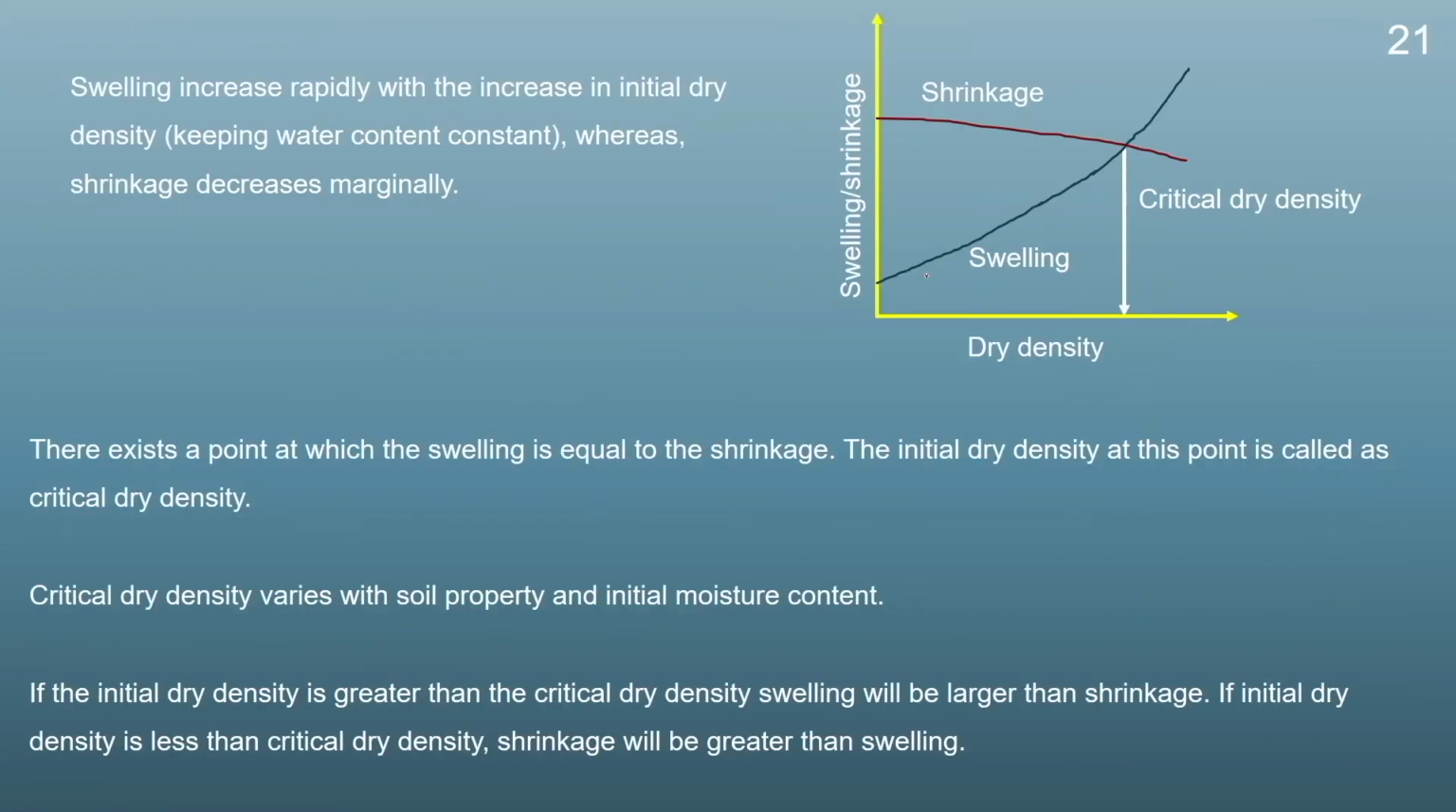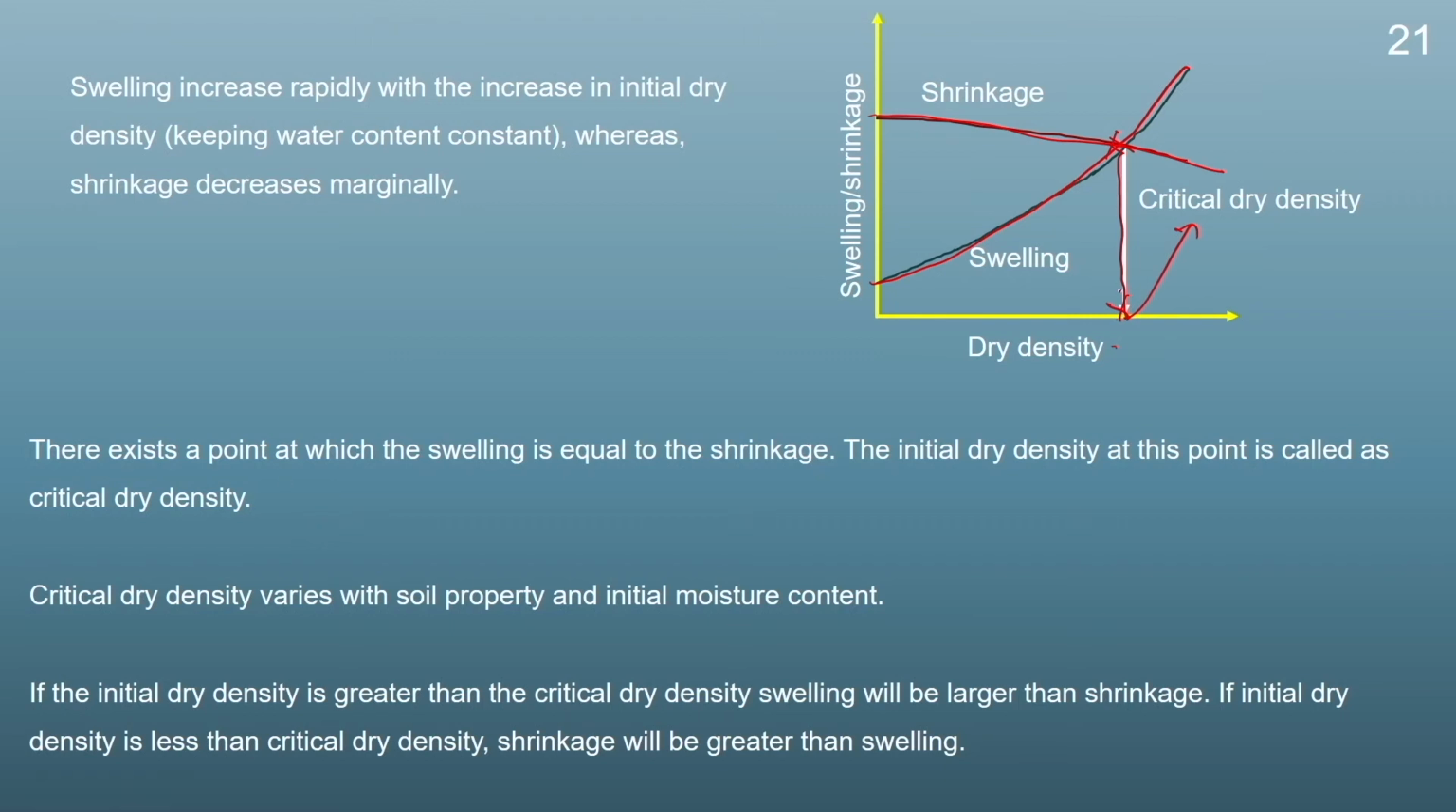Now, on this behavior, we can draw a shrinkage and swelling curve. So, this is the variation of swelling and shrinkage with the dry density. We can see with increase in the dry density, the shrinkage of the soil is reducing. Similarly, when we increase the dry density, the swelling of a soil is increasing. So, if we draw these two curves, they will meet at a point, and if we draw a vertical line on the dry density, we will get a point which will be known as the critical dry density.